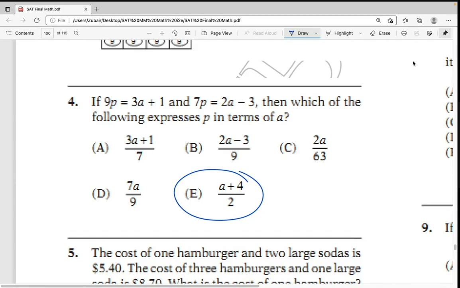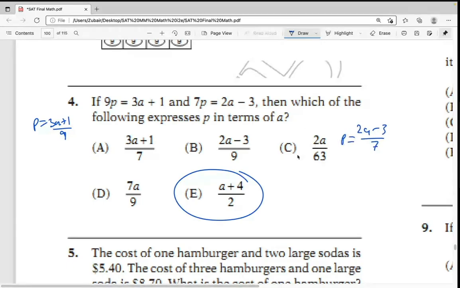Same answer, different approach. What approach did you use? That's the same one, subtraction. Pretty much, if I just substitute, the first one would be 3a plus 1 over 9. The second one would be 2a minus 3 over 7.